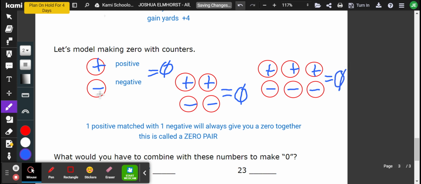So whether it's one pair, two pairs, three pairs, 100 pairs, positive and negative together will always make zero when you're pairing them up. So one positive matched with one negative will always give you zero together. This concept in math is called a zero pair.